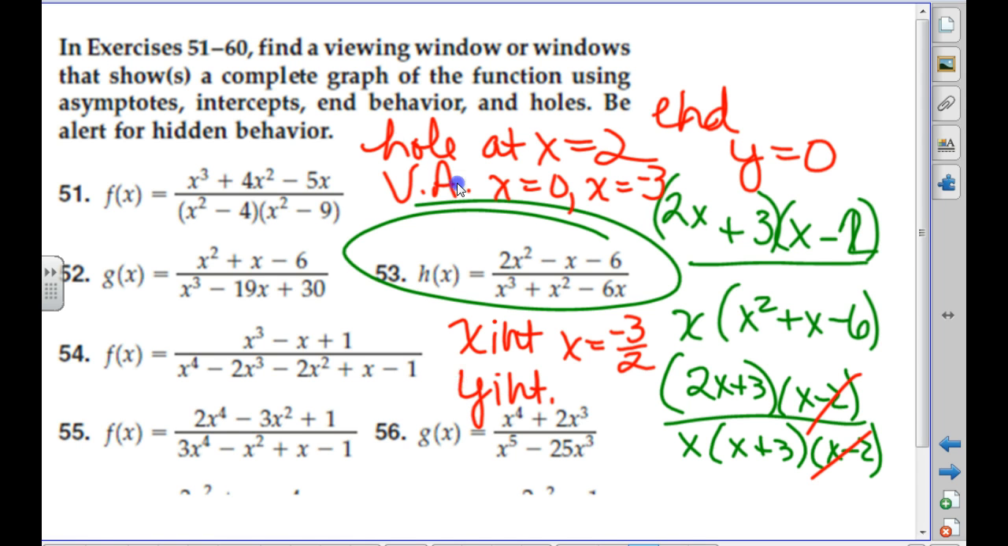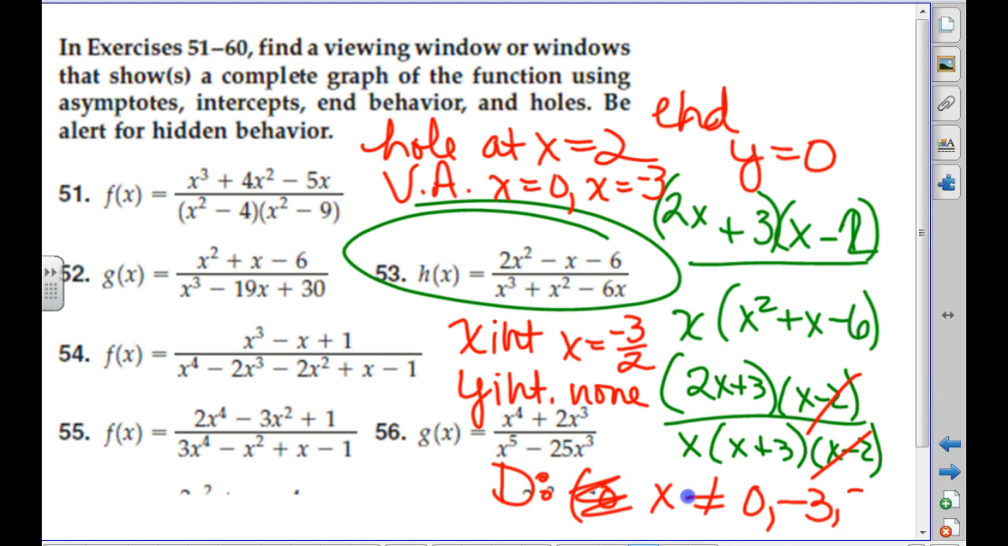Y-intercept would be when you go back to the original function. If you put in a 0, you can't, right? Because it's not part of the domain. Why can't you put in the 0? Because you get a 0 in the denominator. Okay, if it asked for the domain, which it does on the test, it would be X cannot equal 0, negative 3, or 2. Even though that is a hole, it's part of the things that it can't equal.